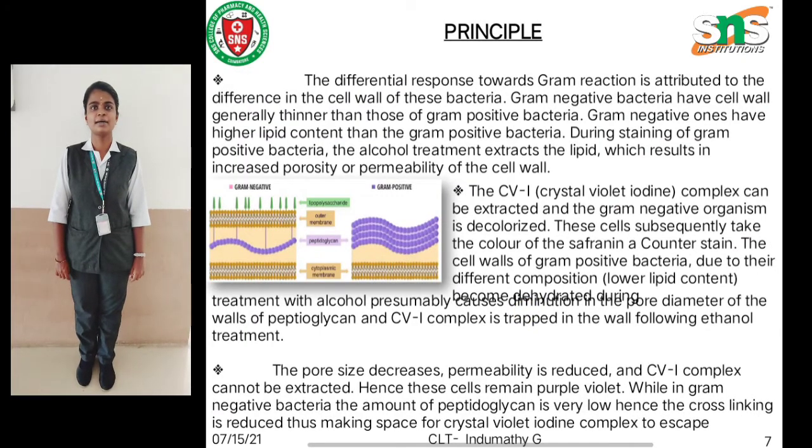Principle. The differential response of the gram reaction is attributed to the difference in the cell wall of bacteria. Gram negative bacteria have a thinner cell wall, whereas gram positive bacteria have a thicker cell wall. In gram positive bacteria, the pore size decreases, permeability is reduced, and the crystal violet iodine complex cannot be extracted. Hence, the cell remains purple violet. While in gram negative bacteria, the amount of peptidoglycan is very low, hence the cross linking is reduced, thus making space for the crystal violet iodine complex to escape and the organism is decolorized.